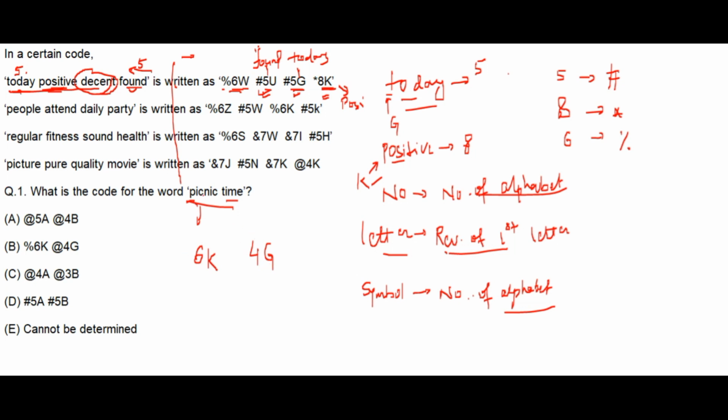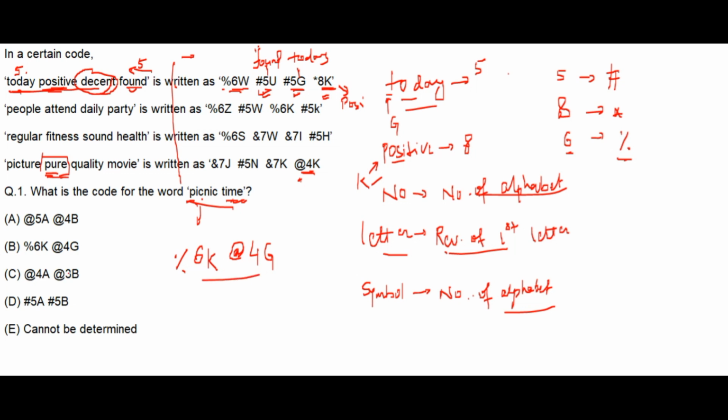Okay, so picnic, how many alphabets are there? 6 alphabets are there. So if the number of alphabets is 6, then the symbol will be what? Percentage. Yes or no? Percentage. And what will be the symbol if the number of alphabets is 4? So just check the word which has 4 alphabets. Here you can see "pure" has 4 alphabets, and this one will be the code of pure. Why? Because the number of alphabets is 4. So what is the symbol used? The symbol is @. So this one will be the code of picnic time.